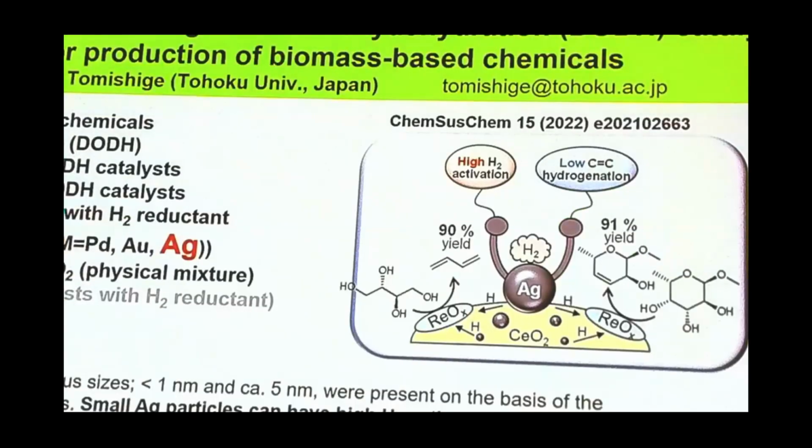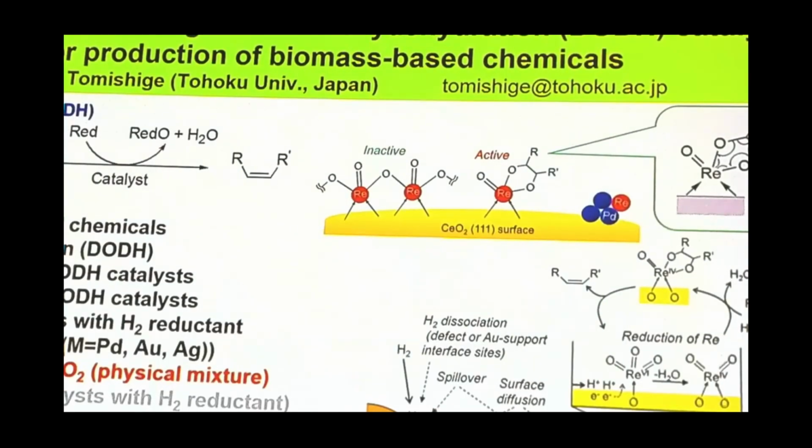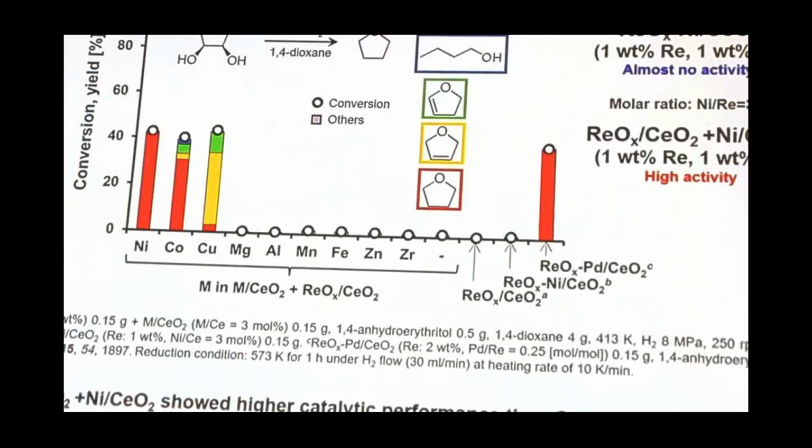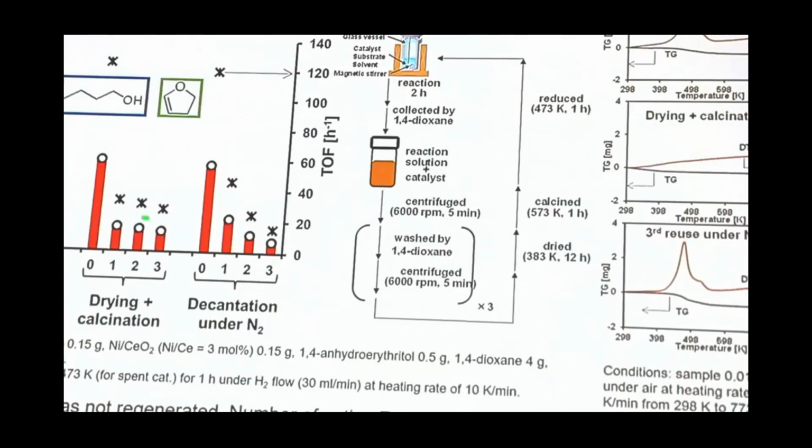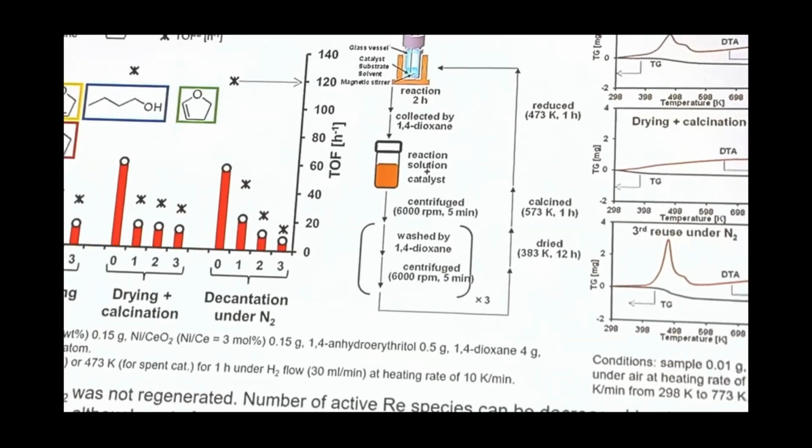And okay, the final topic is the physical mixture of the rhenium ceria plus the nickel ceria catalyst. In the case of the nickel metal, the co-loaded catalyst shows very low activity. On the other hand, the physically mixed catalyst shows a very high activity. Unfortunately, this catalyst is difficult to regenerate.